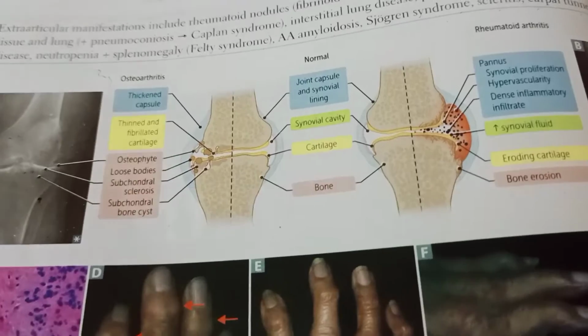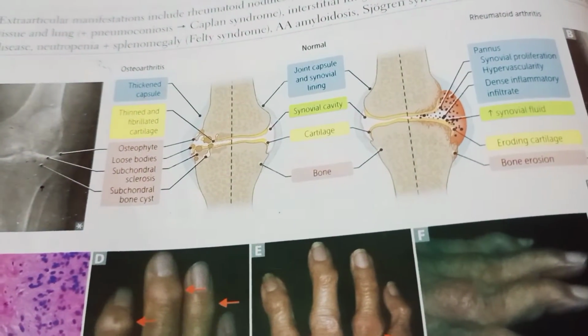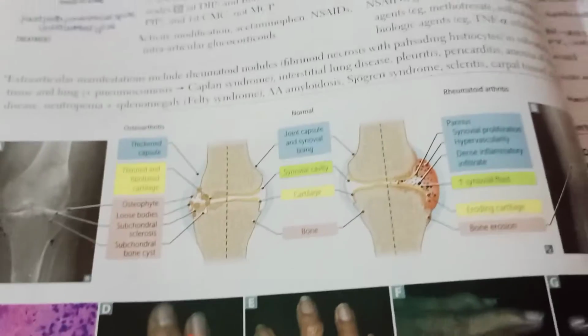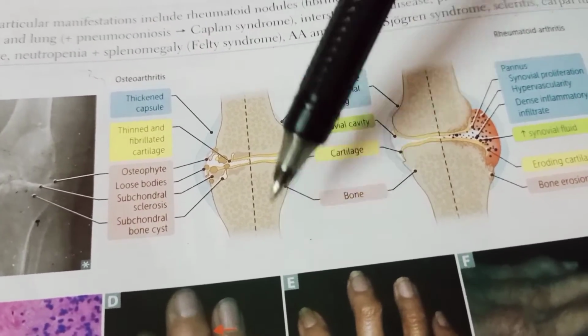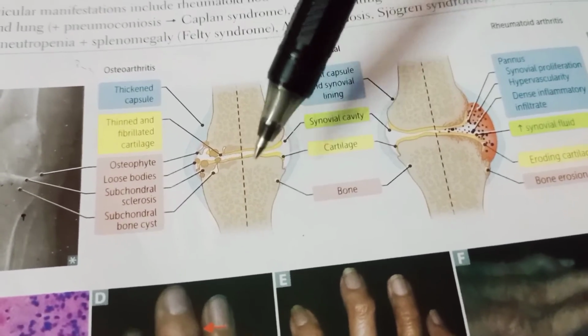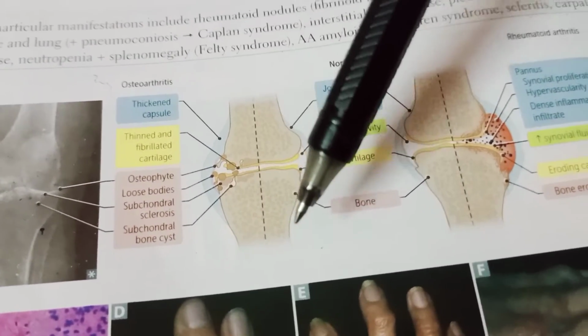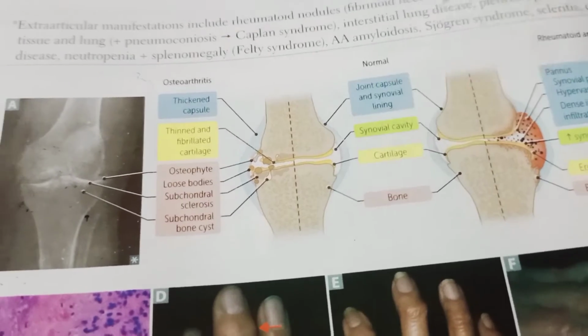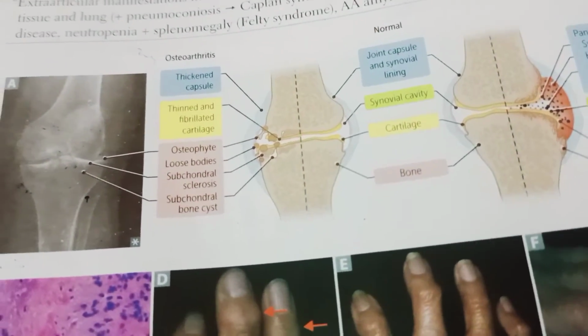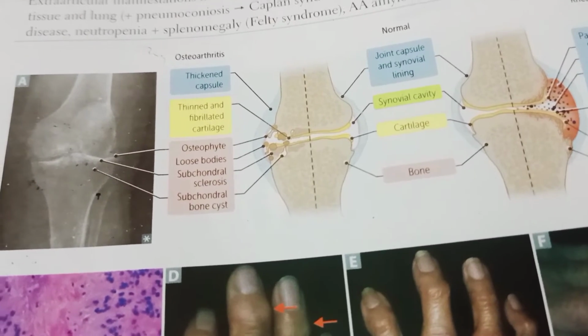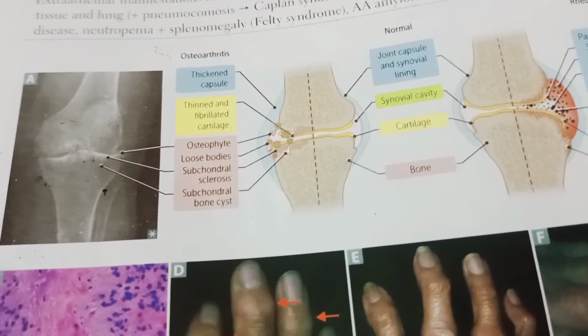Okay. Now let us continue with osteoarthritis and rheumatoid arthritis. So you can see here, this is a normal synovial cavity. This is the cartilage. This is the bone. Actually, this is a knee joint. So here you can see this is osteoarthritis, which is non-inflammatory arthritis. It is called non-inflammatory, but actually it's inflammatory. Here the WBC count will be less than 2000, so it is called non-inflammatory arthritis.